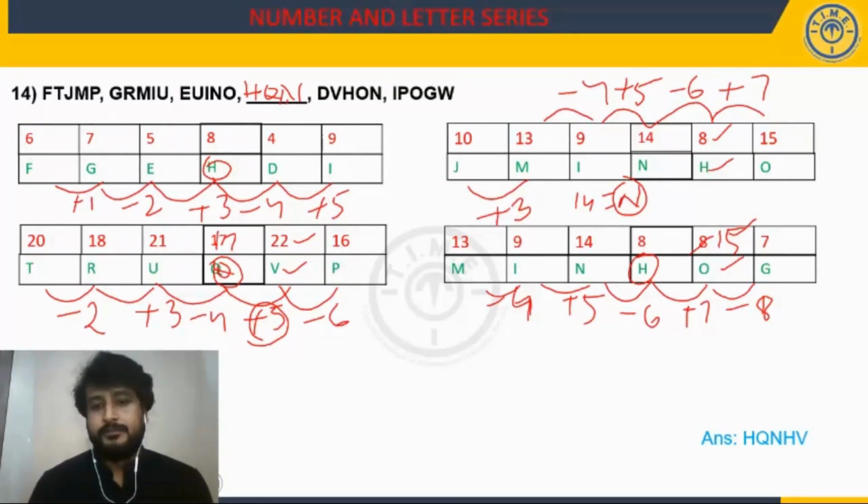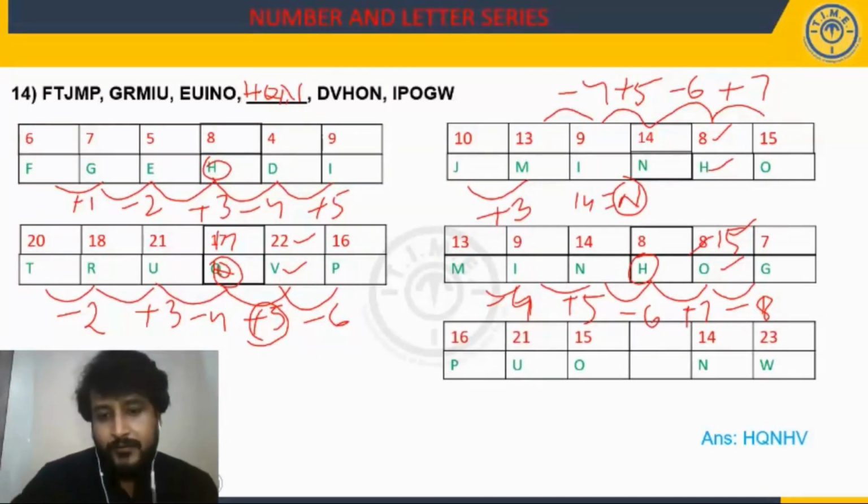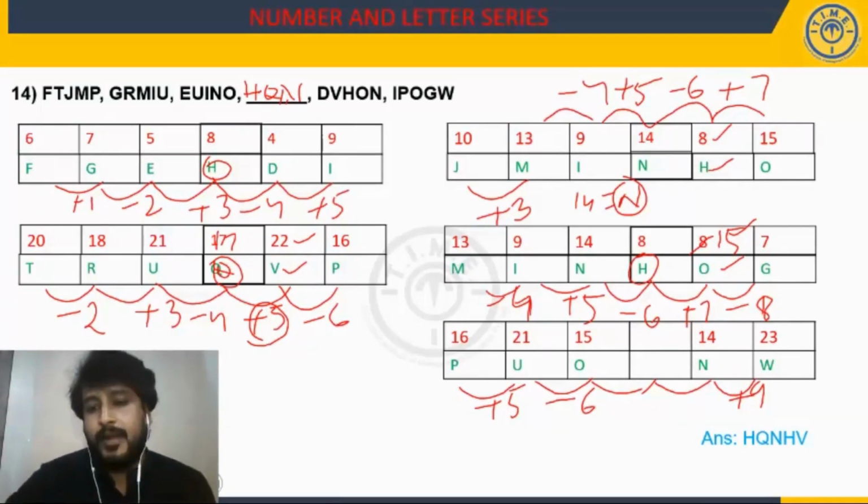Now identify the logic in the fifth set of letters. P, U, O, blank, N, W. P's place value is 16, U is 21, O is 15, N is 14, W is 23. Now identify the logic. 16 to 21 is +5, 21 to 15 is -6, 14 to 23 is +9. Now what could be the missing two differences? +5, -6. Now next will be +7, and then -8. +5, -6, +7, -8, +9. Perfectly matching, right? Proper pattern.